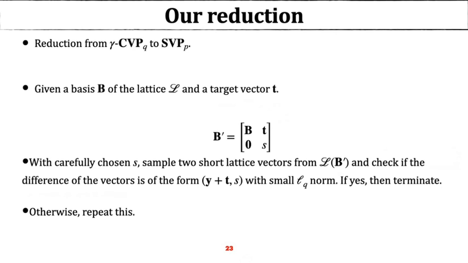So this is a very simple reduction, but to show the correctness of this result, there are two things we need to show. First one is how to sample short lattice vectors by using an SVP oracle, and the second is to prove that if we repeat this algorithm 2 to the epsilon m times, then with high probability we'll get the closest vector or one of the closest vectors.